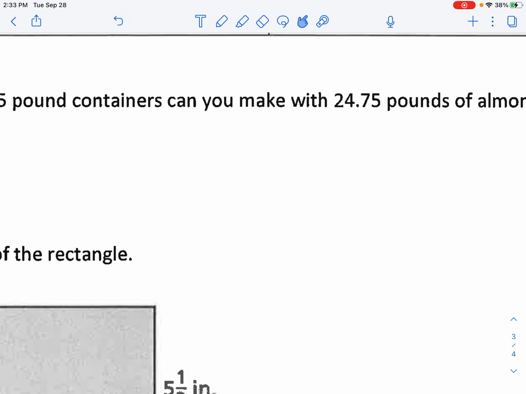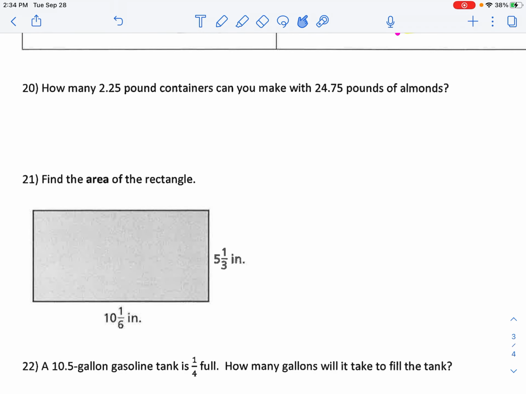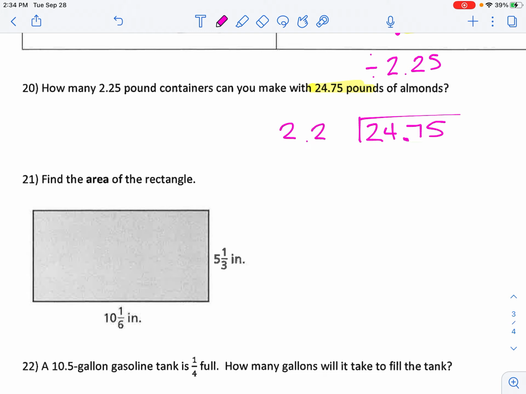Okay, we've only got 3 left. How many 2 2500ths pound containers can you make with 24 7500ths pounds of almonds? So what we're doing is we're taking all of these almonds and we're dividing them into containers that each hold 2 2500ths pounds. So this is going to be long division. So we're going to divide 24 7500ths by 2 2500ths.